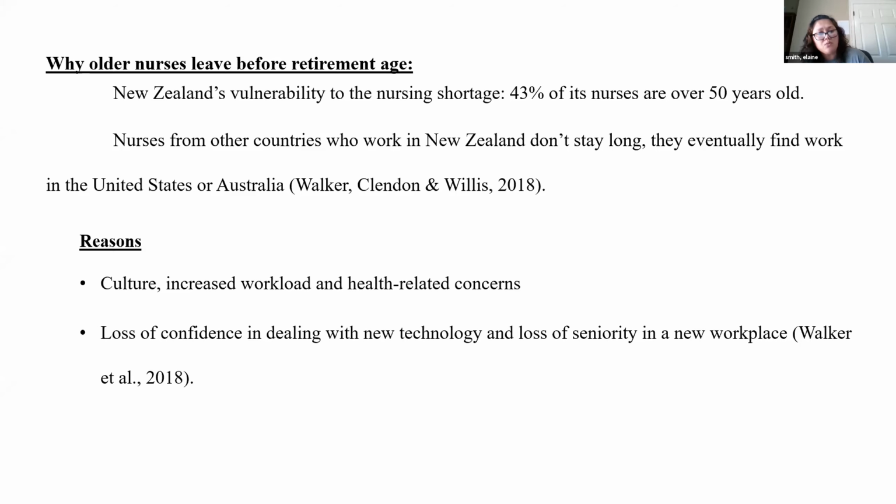Culture, increased workload and health-related concerns, loss of confidence dealing with new technology, and loss of seniority in a new workplace are reasons why older nurses leave before retirement age.